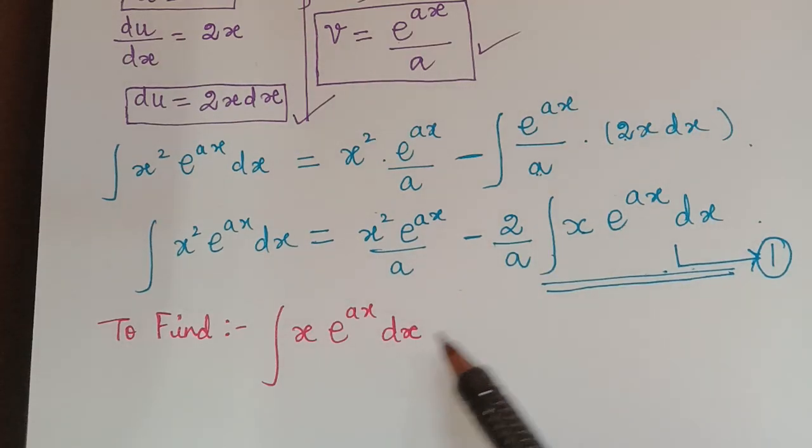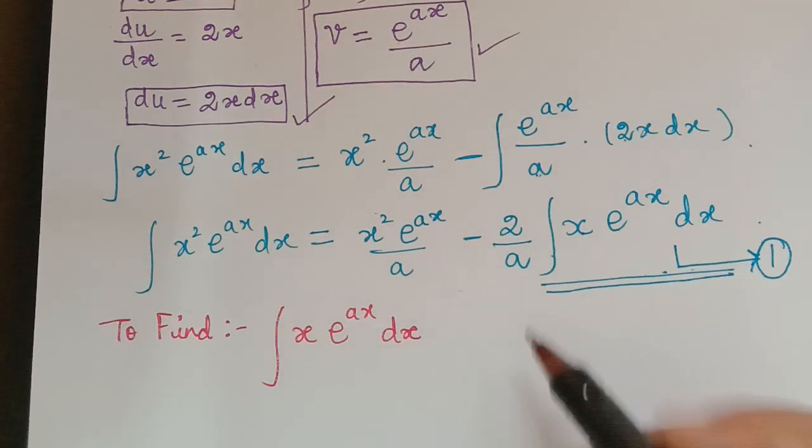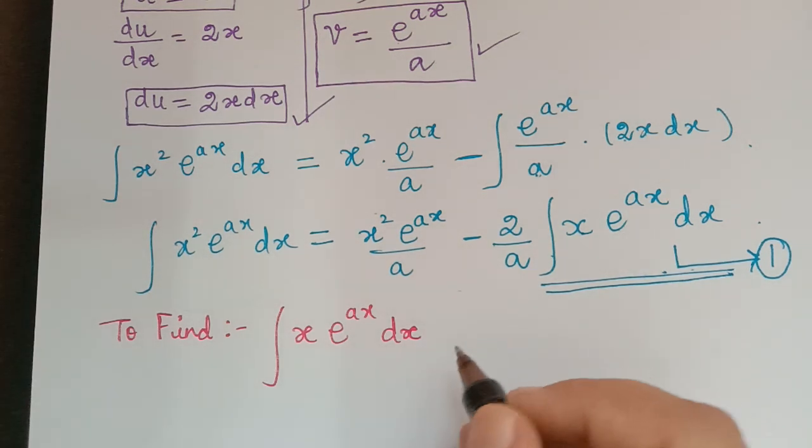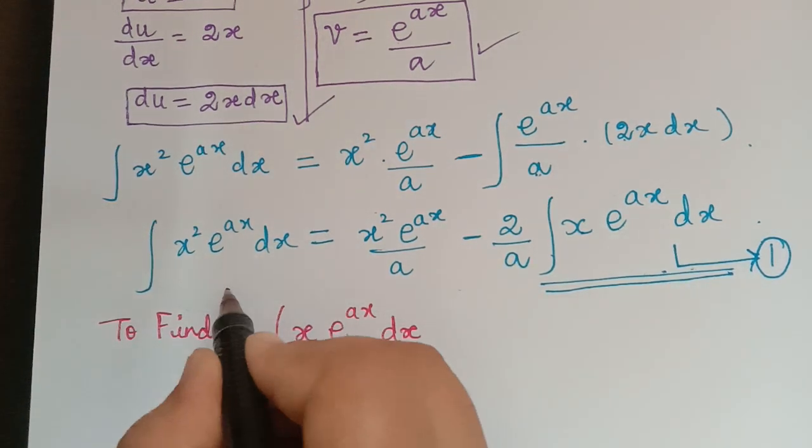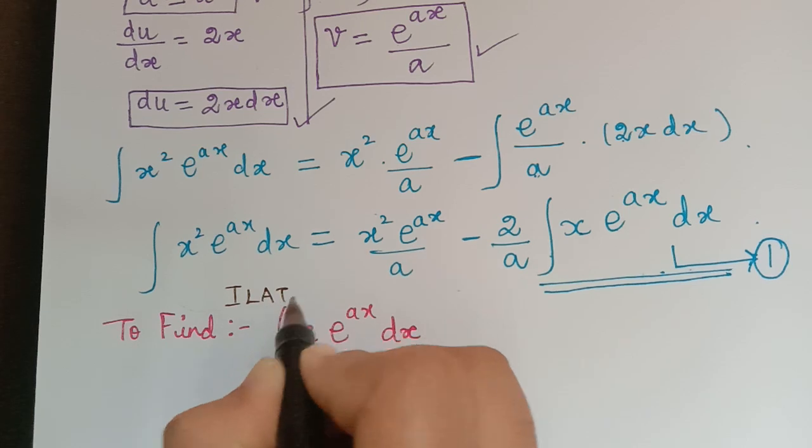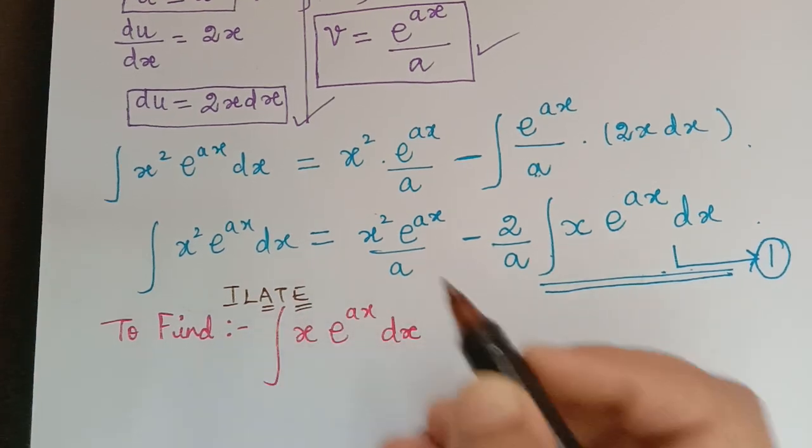So I have taken and written here. So this we have to evaluate now. Now again we have to use the u dv method. So as per the choice, we know that ILATE: algebraic first and exponential after that.